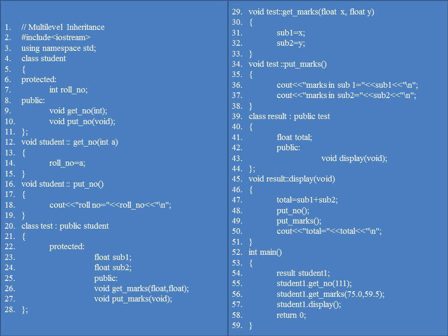Let's see this example of multi-level inheritance. In line number 4 on the left part of the screen, we are creating class student. Class student has two sections, one protected section and one public section. It means class student has no private section, so each and every member will get inherited. The protected section has the roll number data member, and the public section has two functions, get number and put number. Though they are not defined in lines number 9 and 10, we will be defining them outside the class using the scope resolution operator. In line number 12, get number is defined. In line number 16, put number is defined. Class student ends at line number 19.